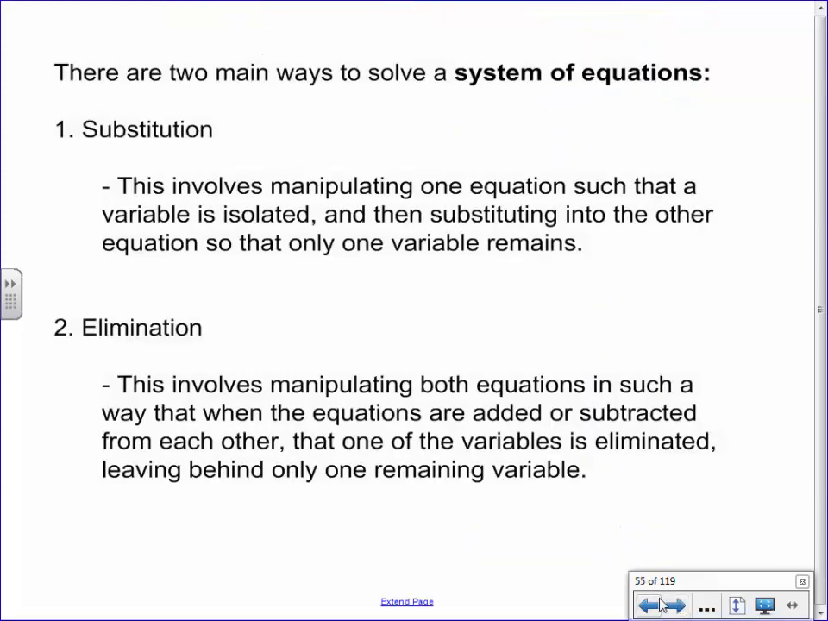Why don't I try another example in a second here. There's actually two different ways that you can do systems of equations. One was called substitution. Does anyone remember how elimination works? Stack them and cancel. Sometimes what I'd say, you want to stack two equations on top of each other and try to cancel one of the variables.